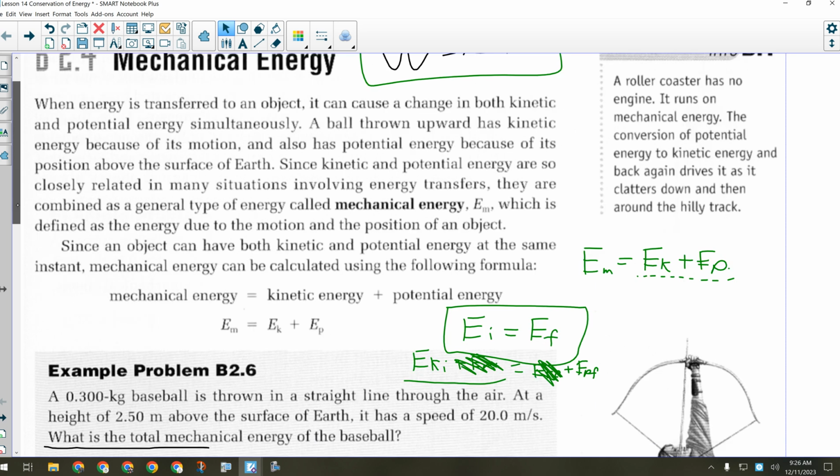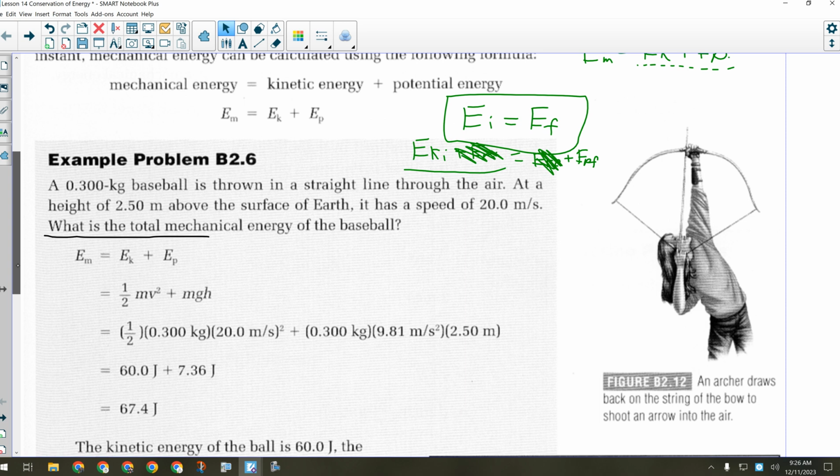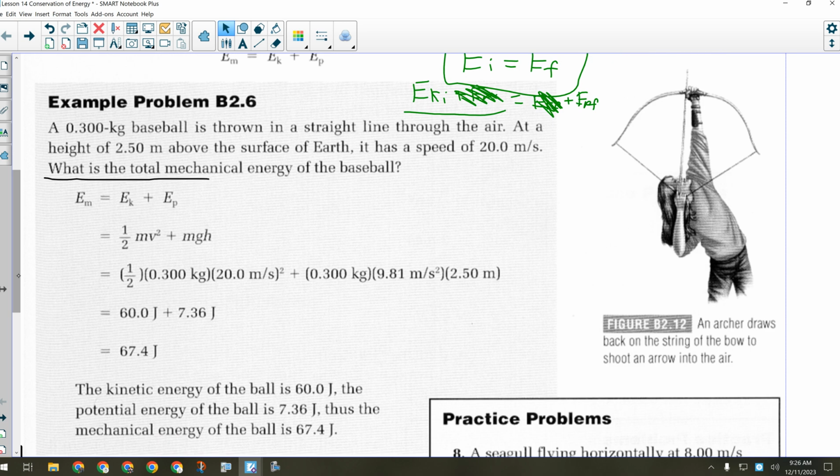So for this first question here, if I know the mass of this baseball and it's thrown in a straight line through the air, 2.5 meters above the surface of the earth at 20 meters per second, could I find its total mechanical energy? Yeah, I could, because I know the mechanical energy is the sum of that ball's kinetic energy and potential energy. They told me the mass of the ball, they told me the height of the ball, and they told me the speed of the ball. So I got all the things that are part of this equation. Everyone all right with that idea?